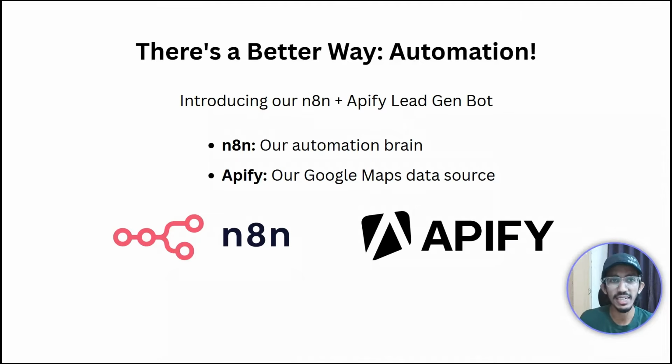Today, we're building an n8n plus Apify lead generation bot. You can think of n8n as our automation brain. It's the platform where we'll build the workflow, the logic that makes everything run. And Apify, that's our Google Maps data source, is the key that unlocks all that valuable business information without us having to lift a finger manually.